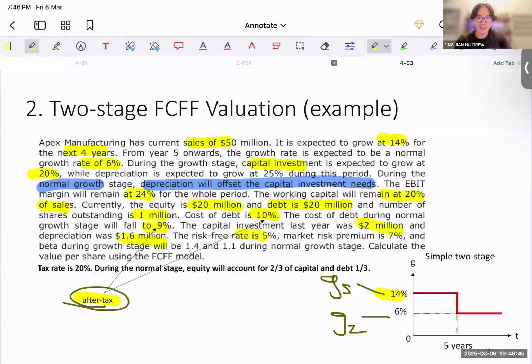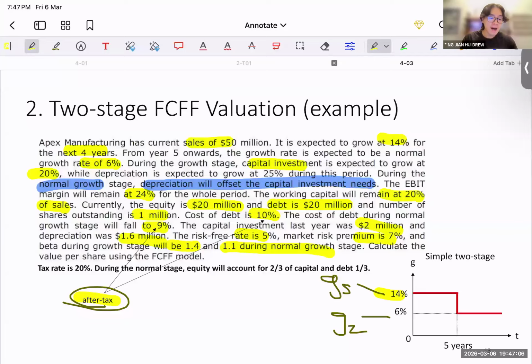Yeah, already accounted for. So the risk-free rate is 5%, the market risk premium is 7%, and beta during the growth stage is 1.4 and normal is 1.1. Right? So you have two different betas, 1.4 and 1.1.